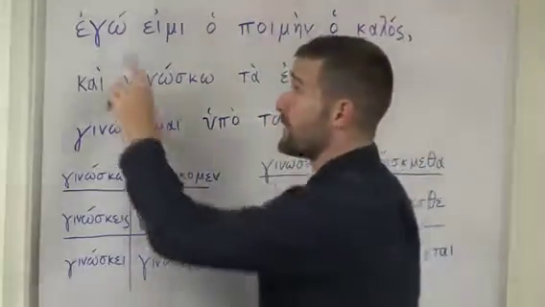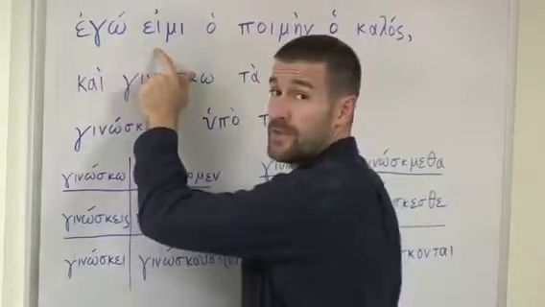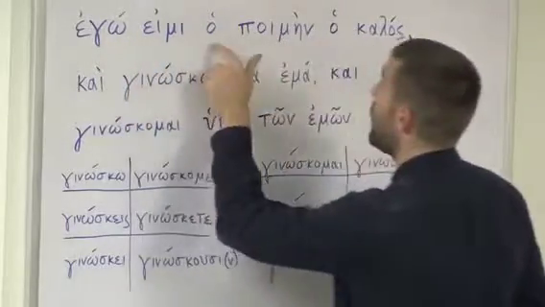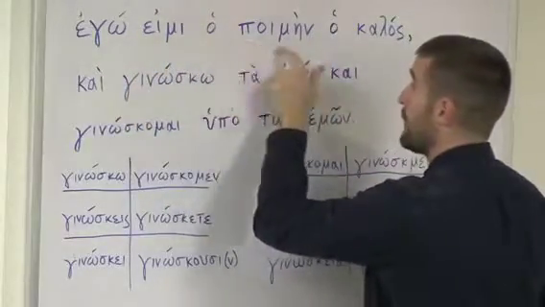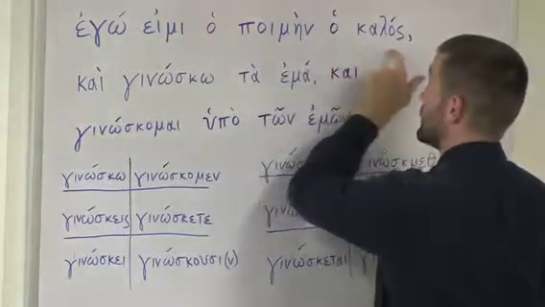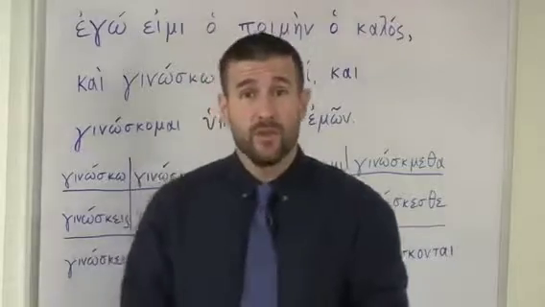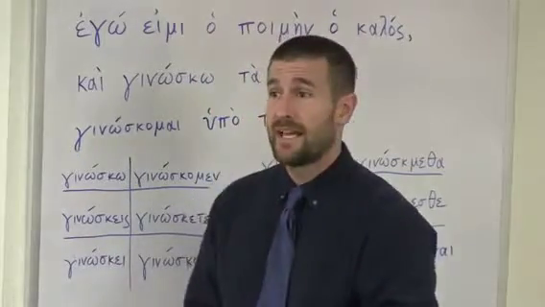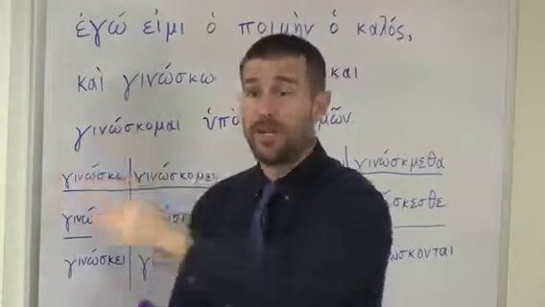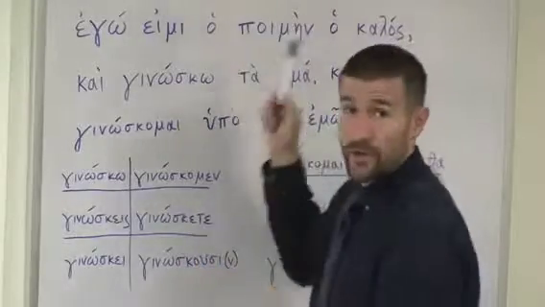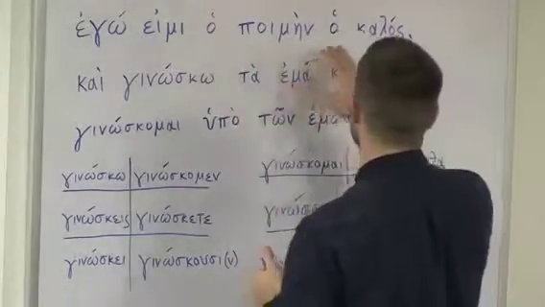Of course, we have the familiar phrase, ego imi, which means I am. O pimin, the shepherd. O kalos, the good. All right? And this is how adjectives are often used in Greek. Instead of saying, as we do in English, the good shepherd, they say the shepherd, the good. All right? O pimin, o kalos.